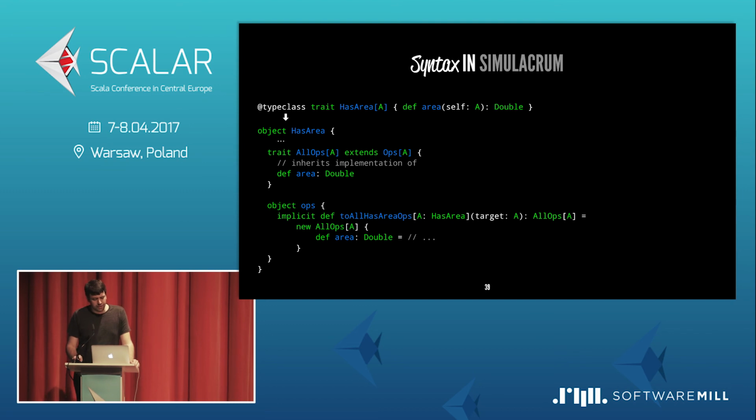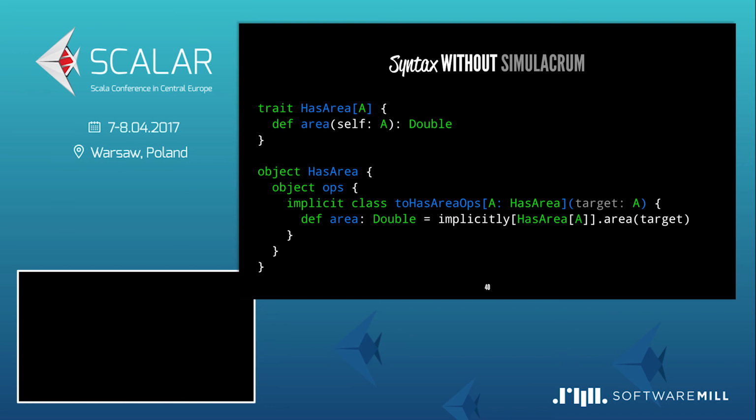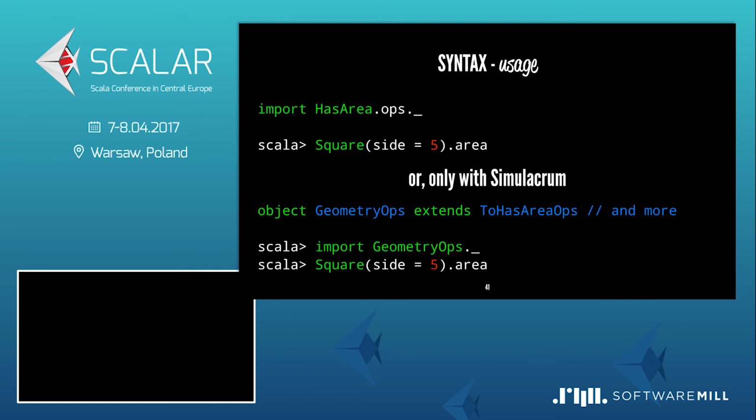So once we have that, we can use the syntax directly. But what if you didn't want to use Simulacrum, but wanted to do something similar? We could do something like that. In the companion object of the trait HasArea, we define an object operations, that's the operations that we support, and just define that implicit conversion we saw before.